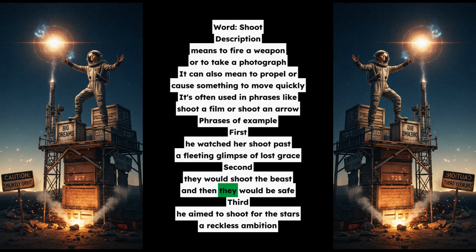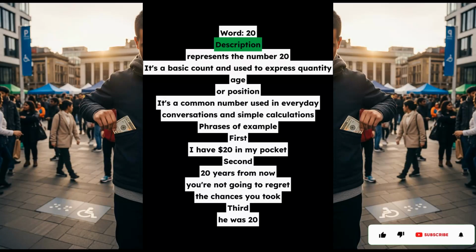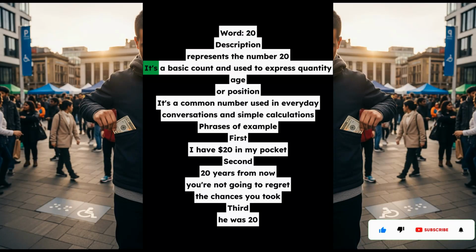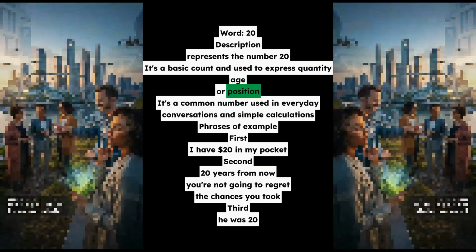Word, 20. Description represents the number 20. It's a basic count and used to express quantity, age, or position. It's a common number used in everyday conversations and simple calculations.